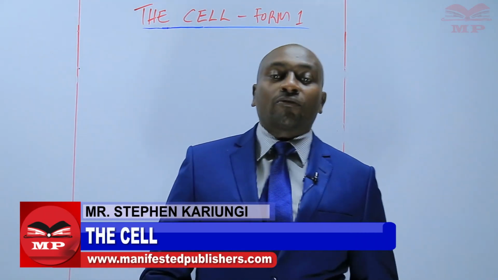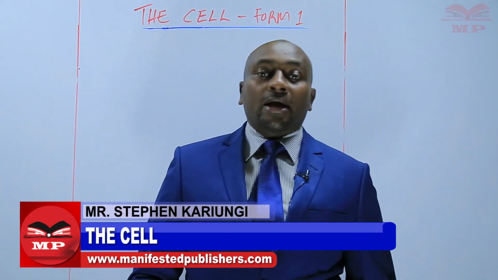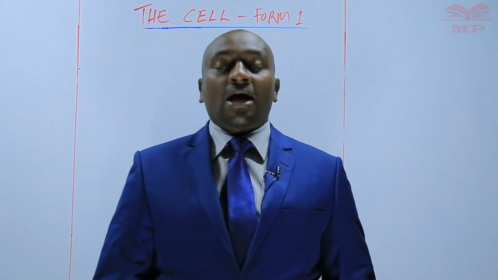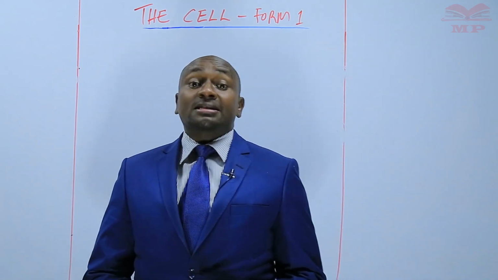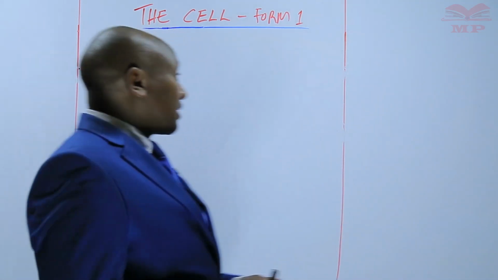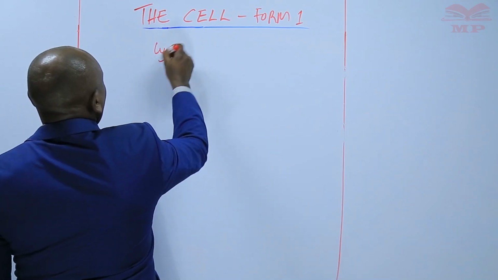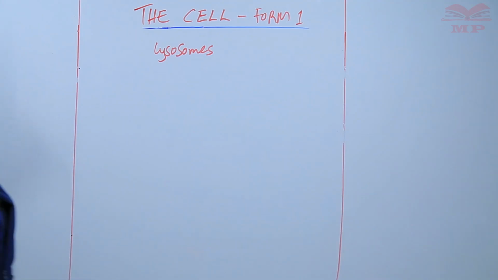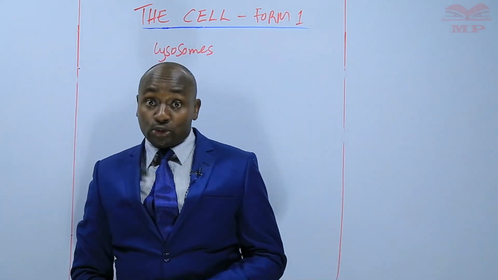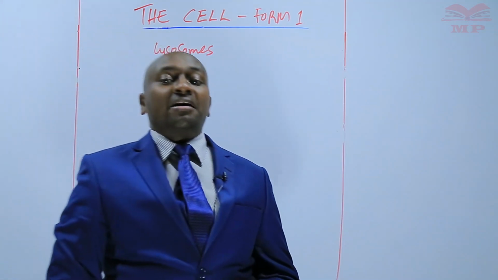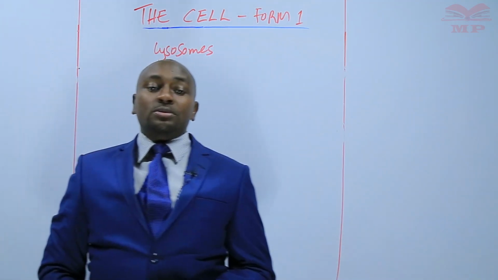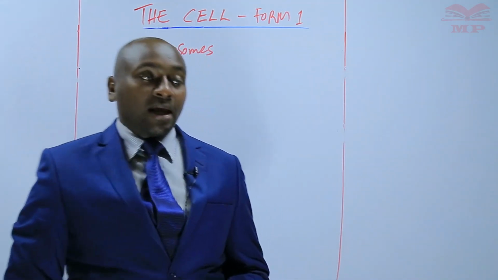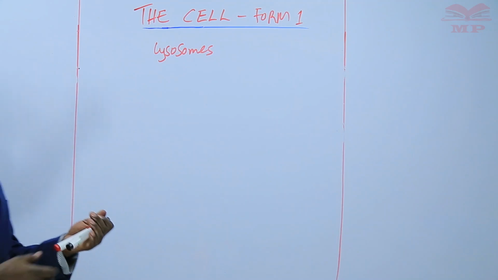Today we continue with our Form 1 biology lesson, and we are continuing with our discussion of cell structures and their function. So the next cell structure that we shall discuss is the lysosomes. The last lesson we discussed the ribosomes. The ribosomes are the ones we said they are sites for protein synthesis. Now, what are these lysosomes?